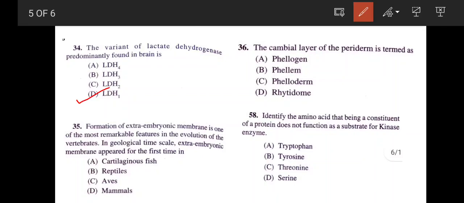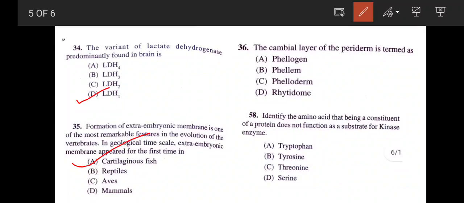Next question, formation of extraembryonic membrane is one of the most remarkable features in the evolution of the vertebrates. In geological timescale, extraembryonic membrane appeared for the first time in, we know that amniotes share extraembryonic membrane. So obviously reptiles, aves, mammals all share extraembryonic membrane, but you have also to remember that cartilaginous fish also has extraembryonic membrane. Okay, so the correct answer is option A.